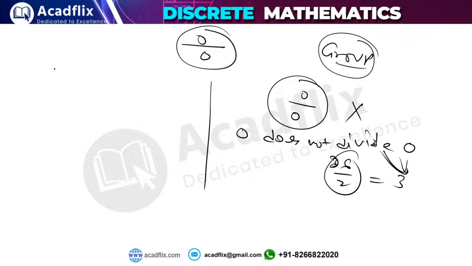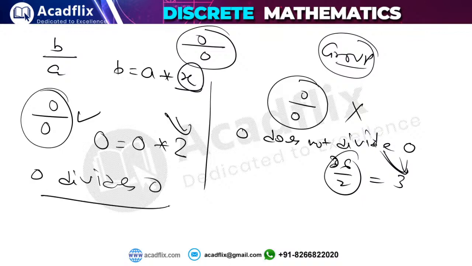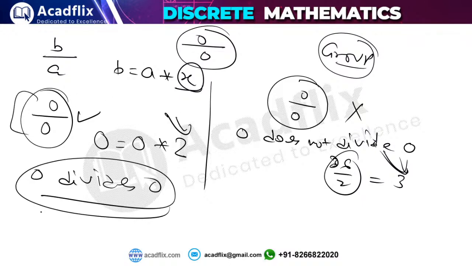But in relation we are only interested in this: b is divisible by a if and only if b can be written as a multiplied by some integer. So you see, in relations 0 actually divides 0. Why? Because 0 can be written as 0 multiplied by some integer. Let's write 2 here. So 2 is an integer. In relations we are not interested in finding the result. So this is a very basic difference.